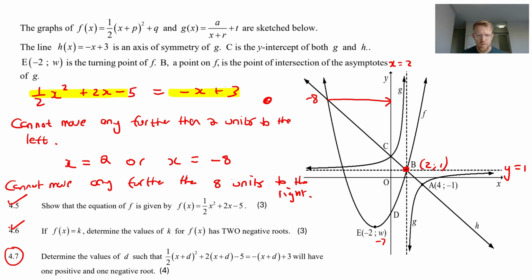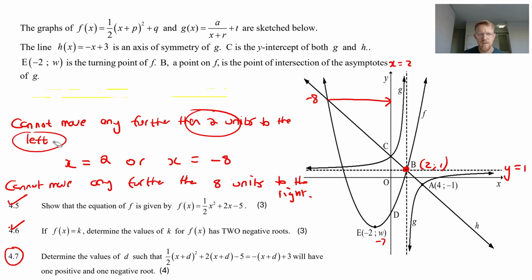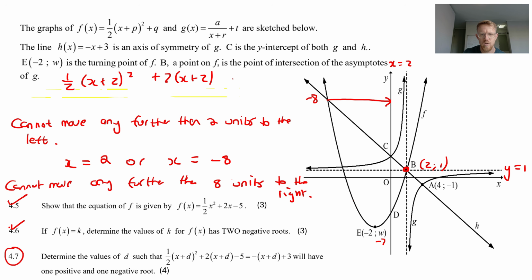Okay, so now we're going to try to figure out how to actually give that as an answer for d. So if we had to move 2 places to the left, then that would say, in brackets, a half (x plus 2) squared plus 2(x plus 2) minus 5 equals minus (x plus 2) squared plus 2 plus 3.